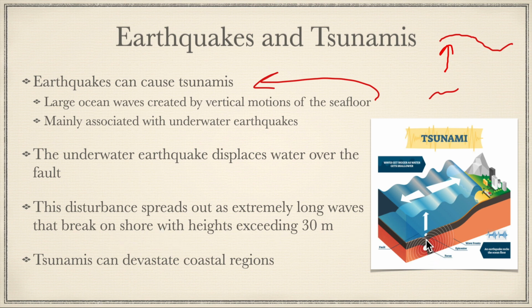So you have your point of origin here. So you have your earthquake, which displaces the water above that, and then that wave moves out from that original point of disturbance. Tsunamis can devastate coastal regions by having waves come far inland with a lot of force and then basically flood areas, wash things away, etc.